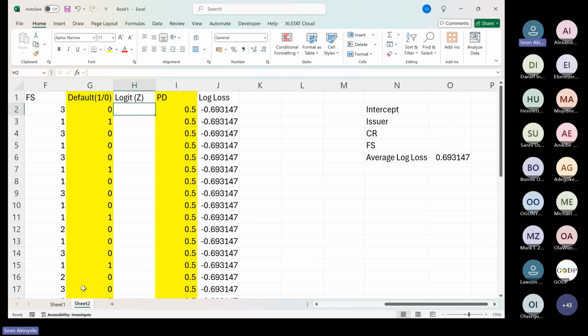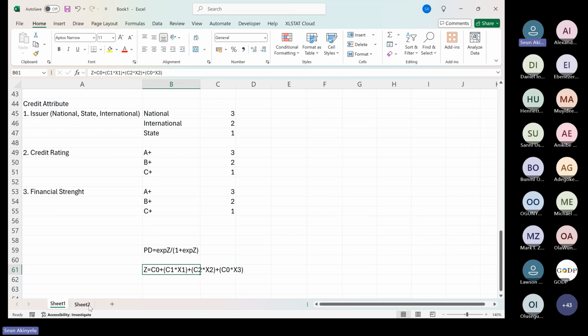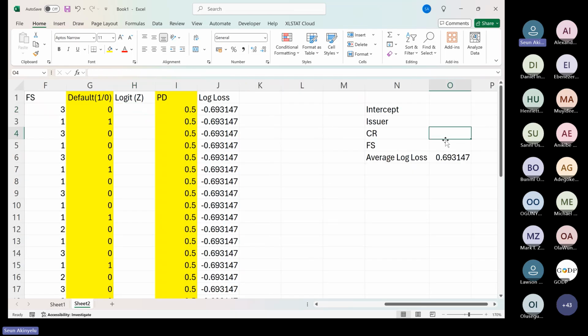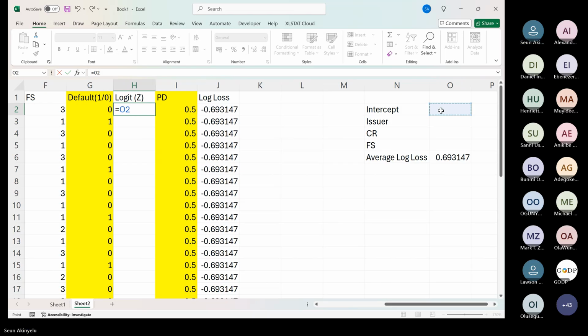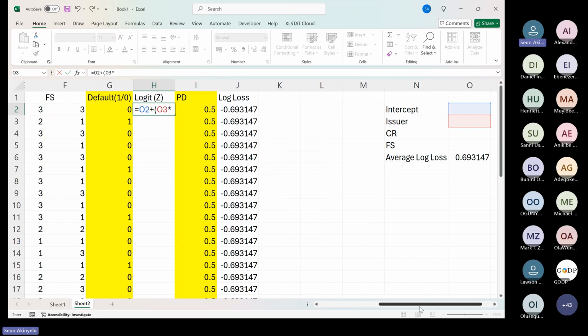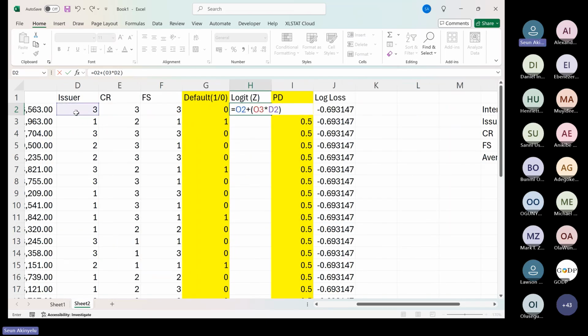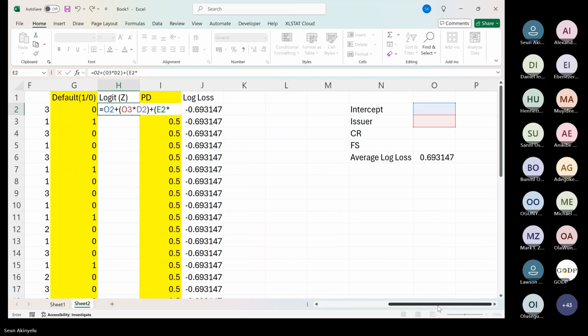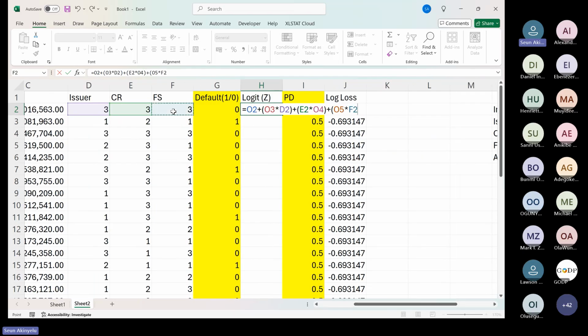But before I calculate it, remember this formula I put here, which is the formula for Z. I want to come and put it here. I have put them here, but there's no figure there. So I'm going to say Z is equals to intercept that I don't know yet, plus coefficient of issuer multiplied by the score of issuer on this level, plus score of credit rating times the coefficient, plus coefficient of financial stability or strength times the score.